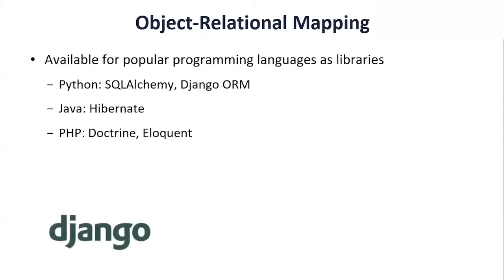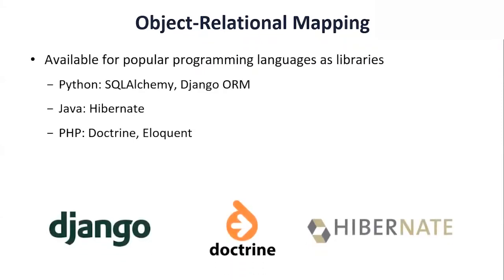Usually, object-relational mapping is available for popular programming languages as libraries. For Python, we have a library called SQLAlchemy, and there's another one called Django ORM. For Java, we have Hibernate. For PHP, we have Doctrine, Eloquent, and various other ORM libraries for other popular programming languages as well.